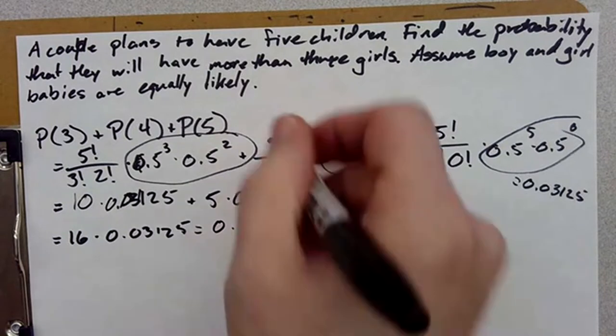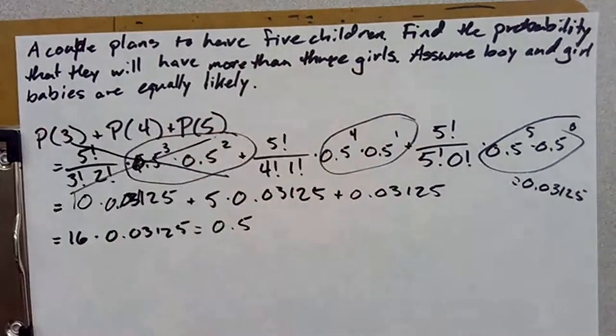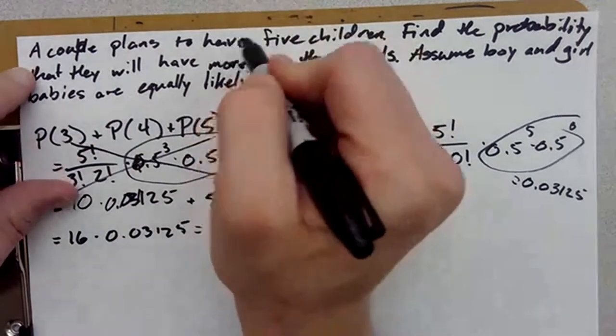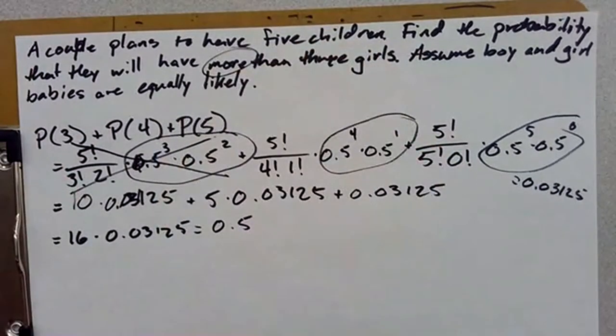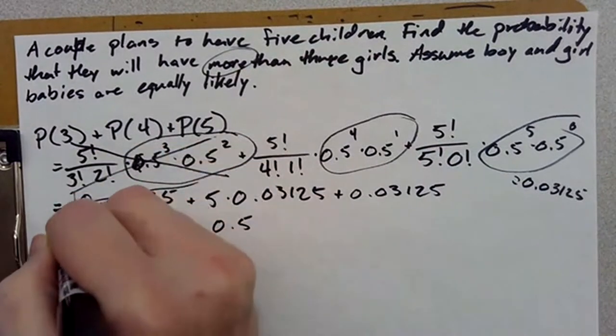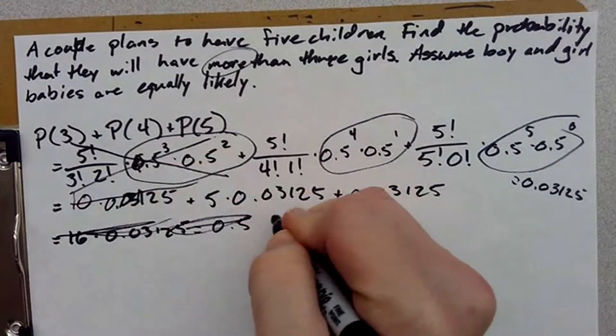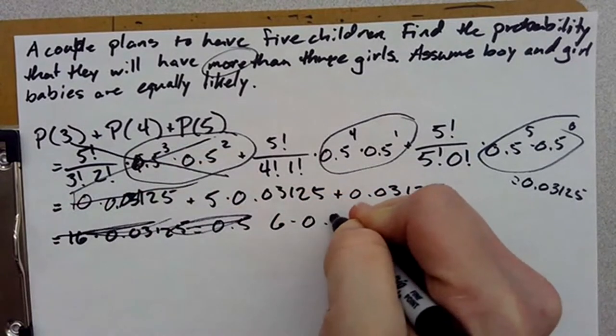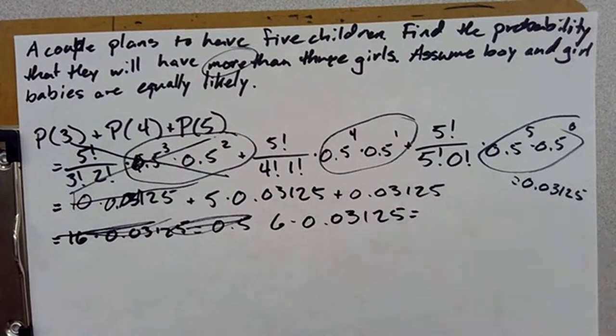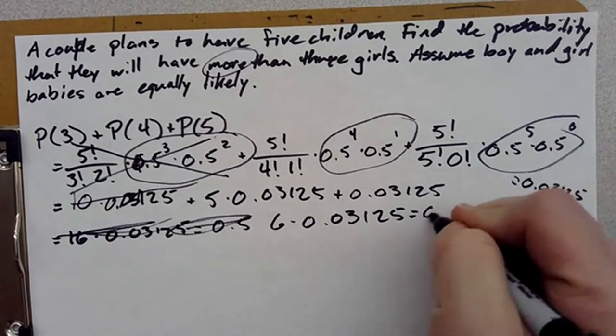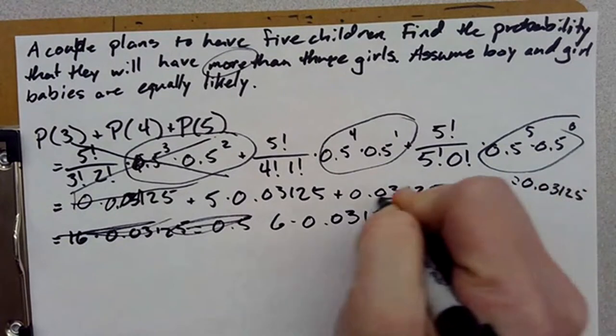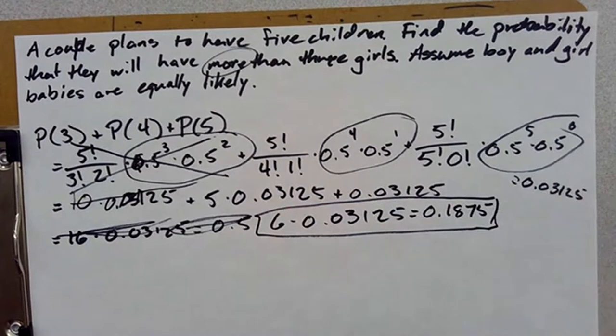Oh, I made a mistake here. I shouldn't have included this part because it says specifically more than 3 girls, not 3 girls or more. So we can get rid of that part, and this should only be 6 times 0.03125, which is instead 0.1875. There is our probability of having more than 3 girls in a family with 5 children.